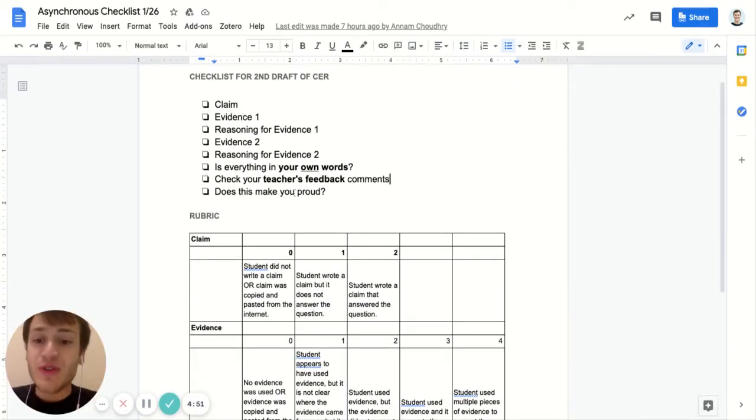Right? And once you've checked your teacher's feedback and you've responded to all their comments, you've improved your writing, I want you to ask yourself, does this make me feel proud? Is this CER something I'm proud of? Because teachers can tell when you've written something that you're just not into. It's something that we can tell when you are capable of producing something a little bit better.